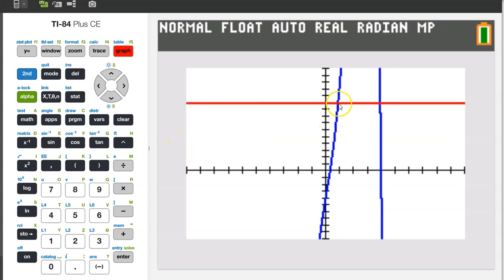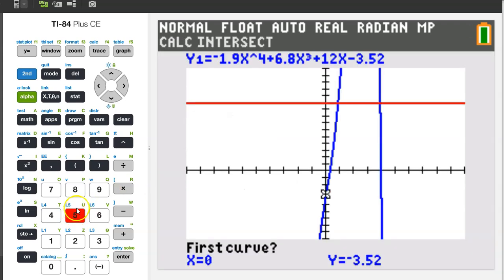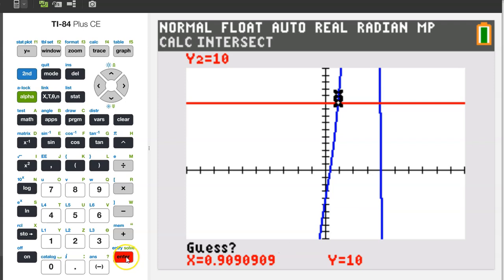So there will be 2 intersection points. We can find them by hitting second trace and choose option 5 for intersect. Move the pointer close to the first intersection and hit enter 3 times. Enter, enter, enter. So there's the first value. X is equal to 0.8561.